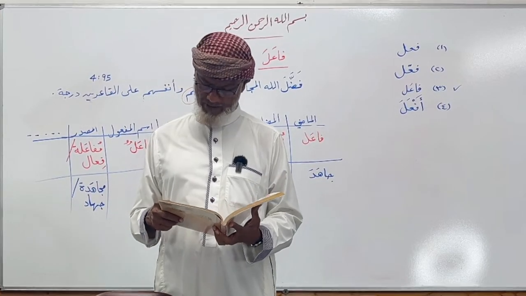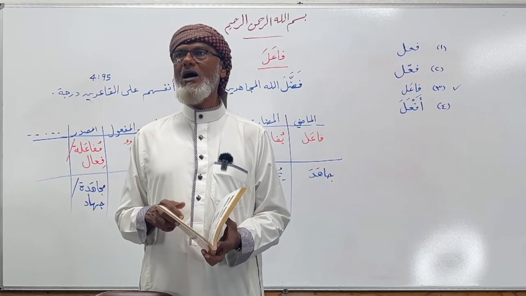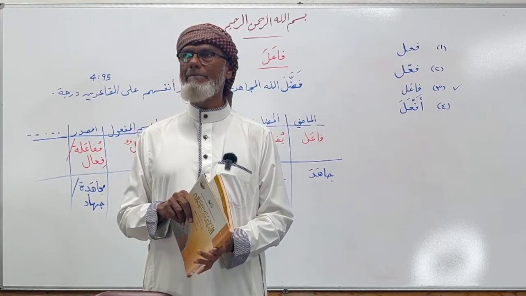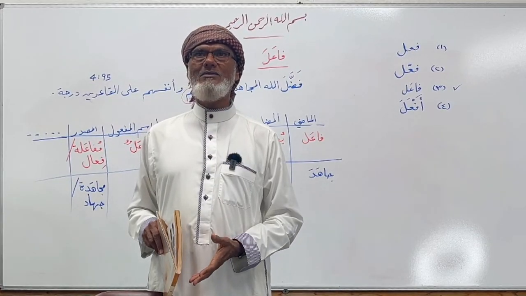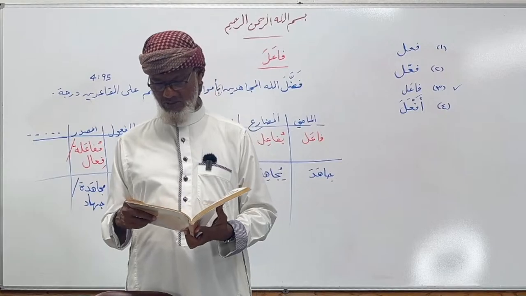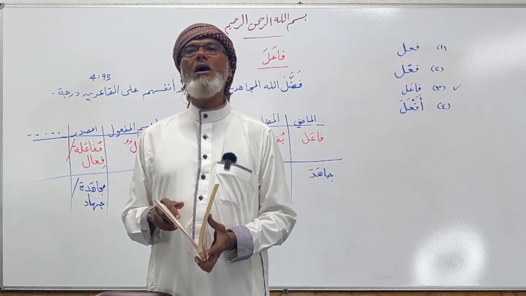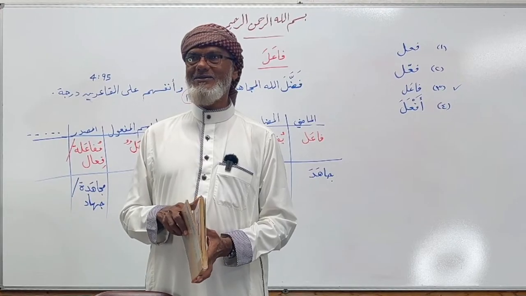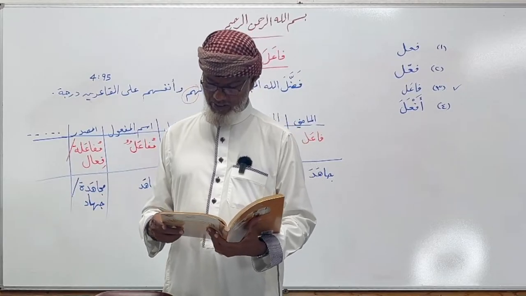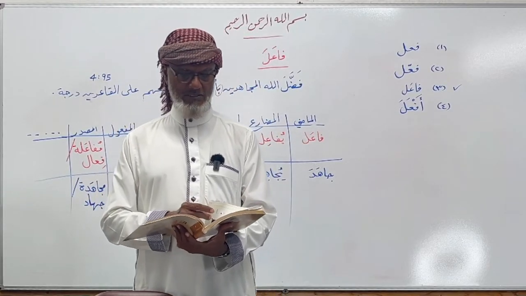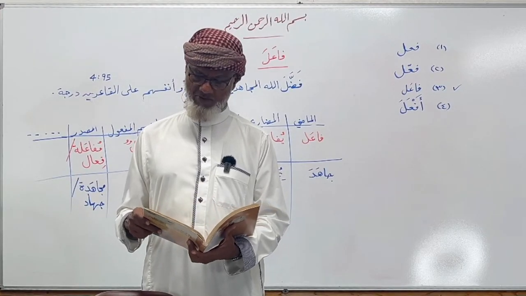In an apartment. Ma raqmu shaqqatik? Raqm. Number. Shaqqatik. Right. What is your apartment number? Khamsa. Wa ma raqmu baytik? What is your house number? All right? Tis'a. All right? So that's the end of that conversation.